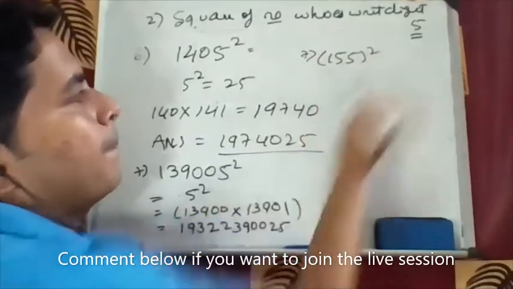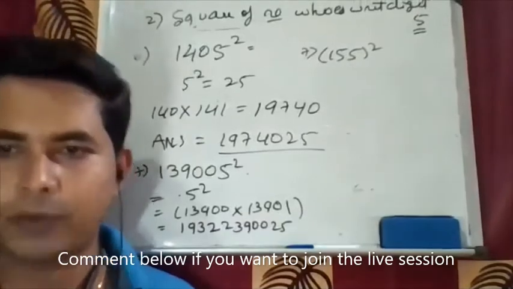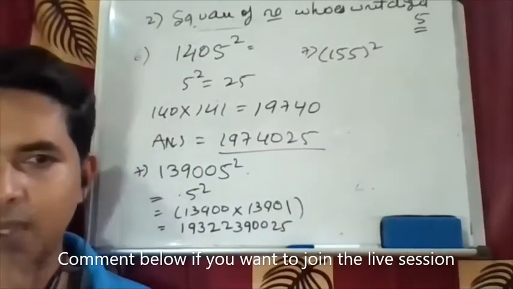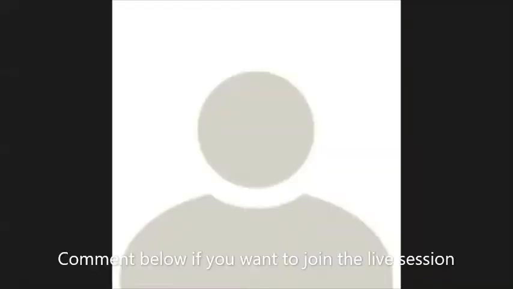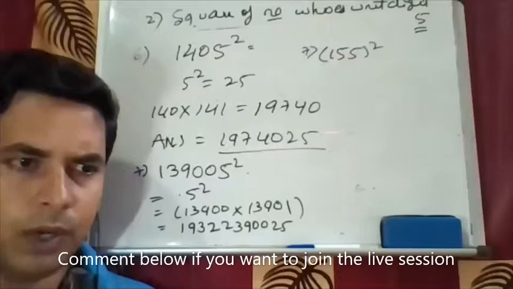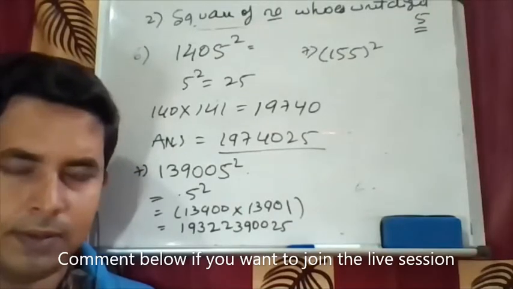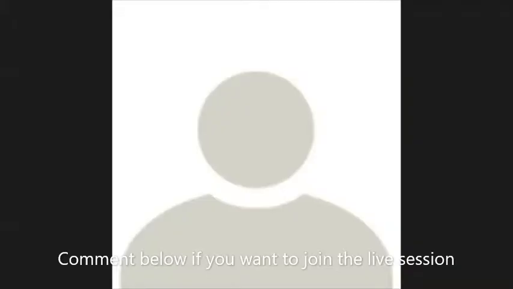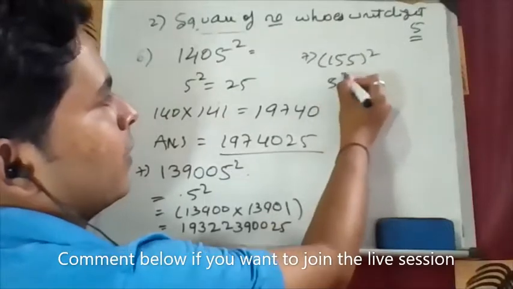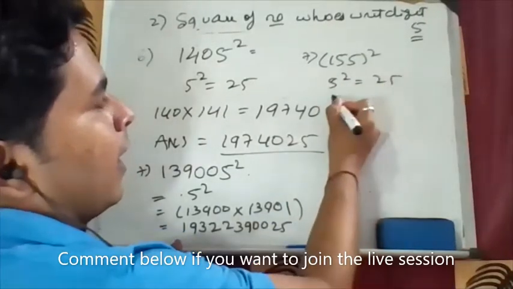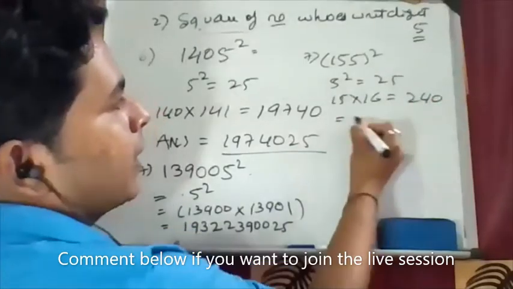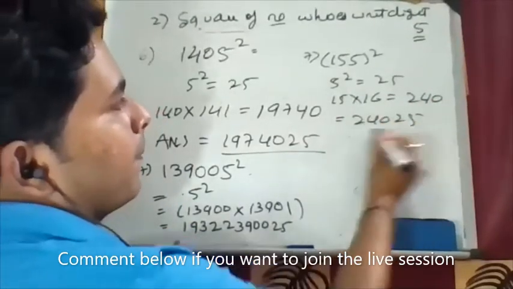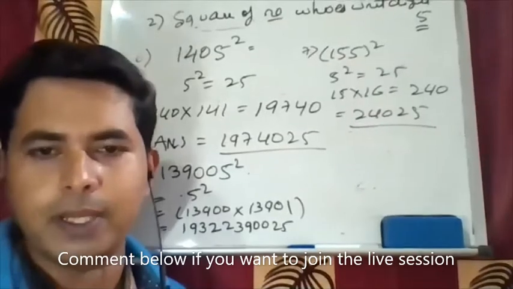So take one last example in this concept. 155 square. How much? 24025. Yes, correct. So we'll get 5 square, 25, and 15 into 16 to do. So that will be 240. So we'll get 240 25. 240 25 will be the answer.